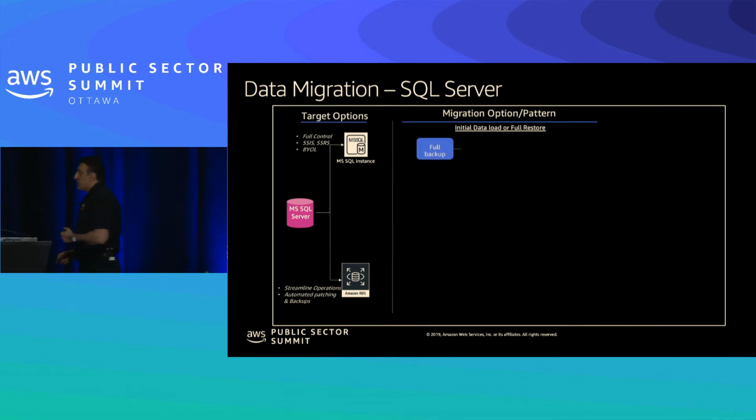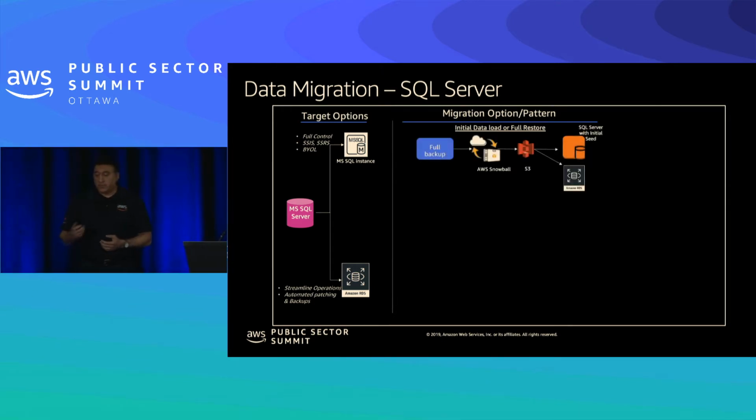The options for migration depend on your tolerance for downtime. The first option is a full backup and restore or import. We can use the AWS Snowball device, which is a device that you provision. We ship it to you, you put your data on it, you ship it back, we pump it into S3, and from there you can restore or import it into SQL Server on EC2 or even in RDS. But there is a lot of downtime involved there.